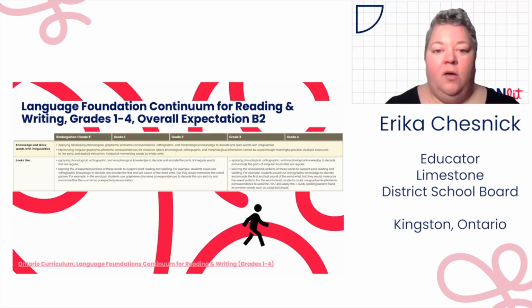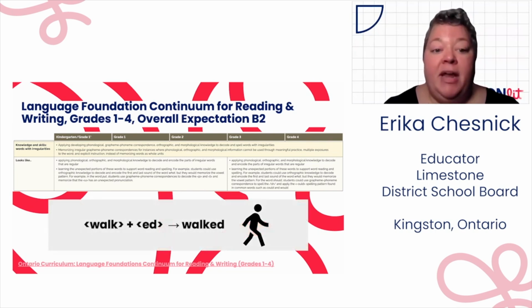Morphological knowledge pops up as well when we think about how we teach words with irregularities to students. These words, sometimes called irregular words, sight words, or heart words, can be better understood with morphological understanding. Many of these words with irregularities can be at least partially decoded by using our understanding of phonological, orthographic, and/or morphological knowledge. For example, pairing the morphological understanding that the ED morpheme means that something happened in the past can help students read and spell the word walked, even though the ED morpheme spells the t sound at the end of the word walked.